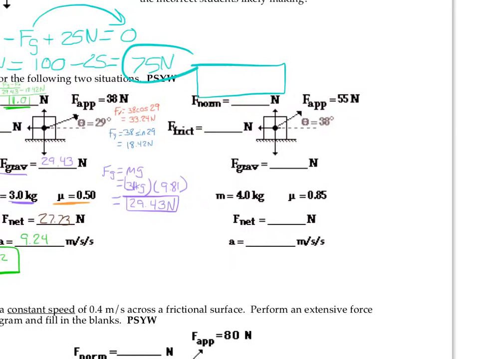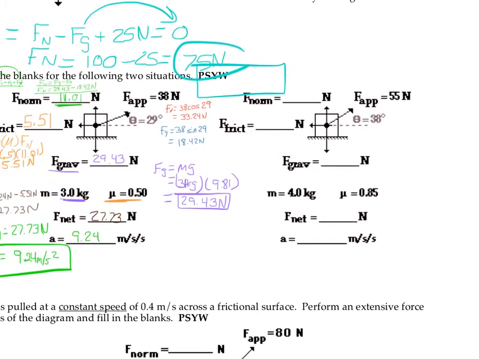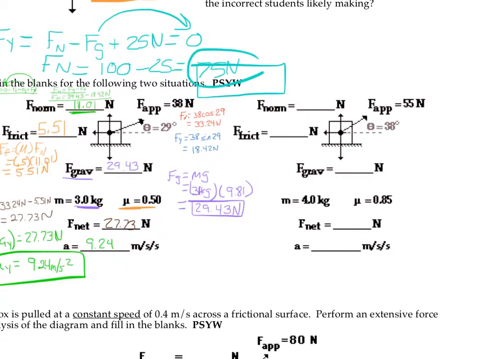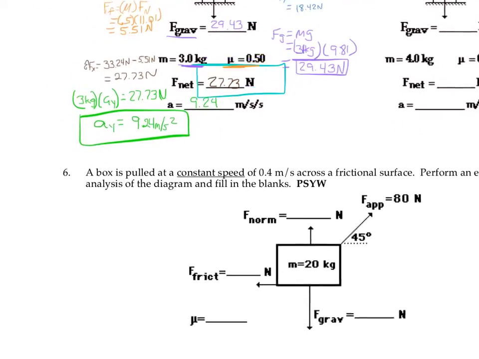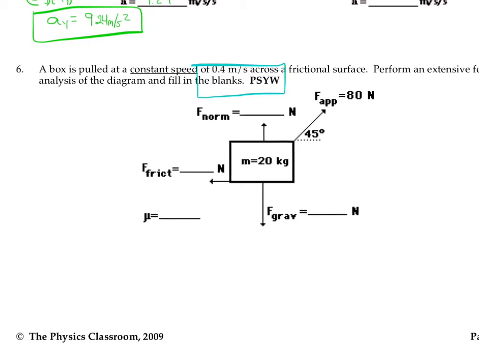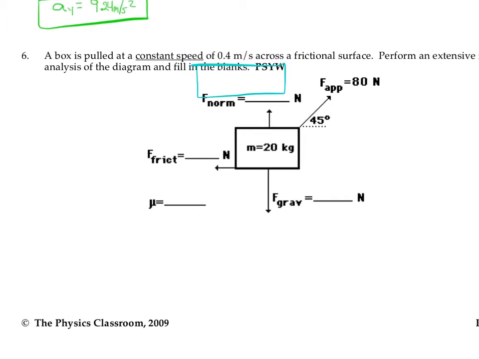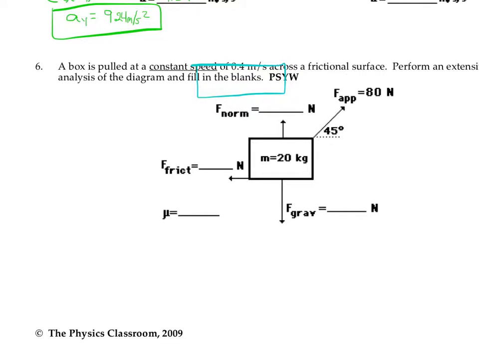The next problem is the exact same thing, just with different numbers. They changed the mass and the angle and the force applied, but the process is still the same. So I'll leave that up to you and start looking at number 6. It says a box is pulled at a constant speed. The key word here is constant speed.